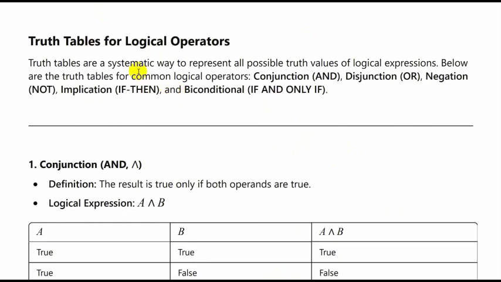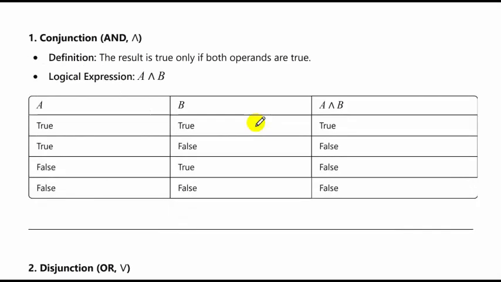Quickly look at the truth tables for logical operators. Truth tables are a systematic way to represent all possible truth values. Below are the truth tables for conjunction, which is indicated by the AND symbol, disjunction by OR, negation by not, implication, which means if-then, and biconditional, which means if and only if. Let's look at each one of them in detail.